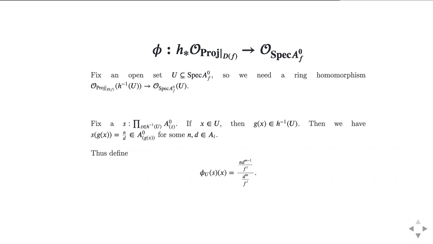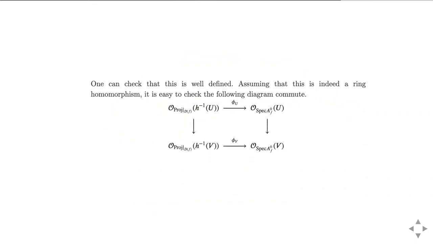The destination will be sending s to the function that for any given x gives this twice localized thing. So the numerator is n times d to the power of minus one divided by f to the power of i, and the denominator is d to the power of m divided by f to the power of i. This is the first time we will be using that m is positive. And once we check that this is well defined, we prove that this is actually a morphism of sheaves.